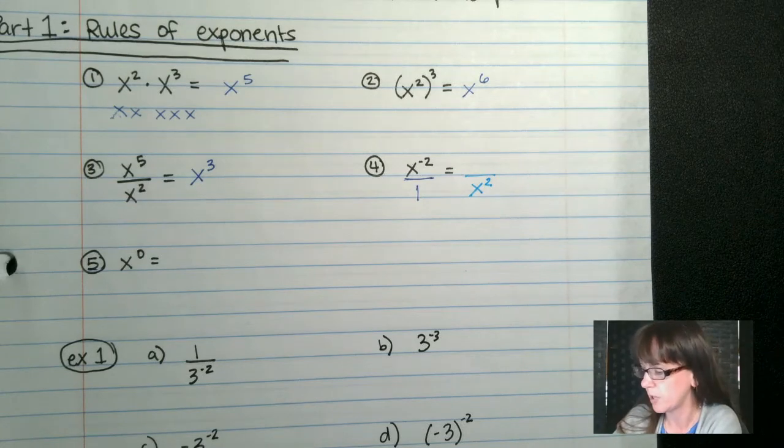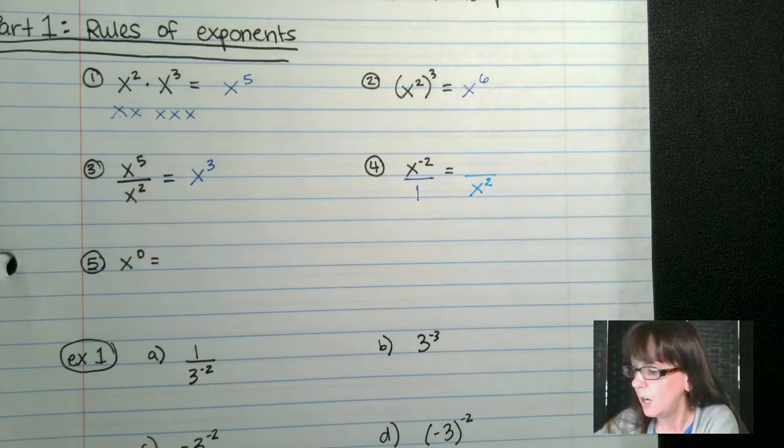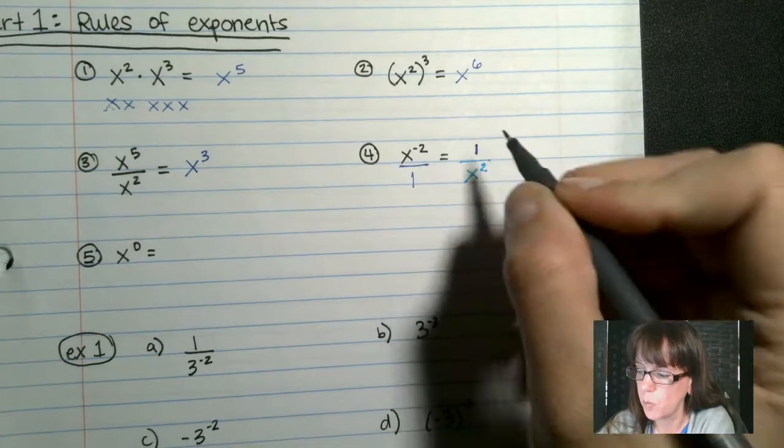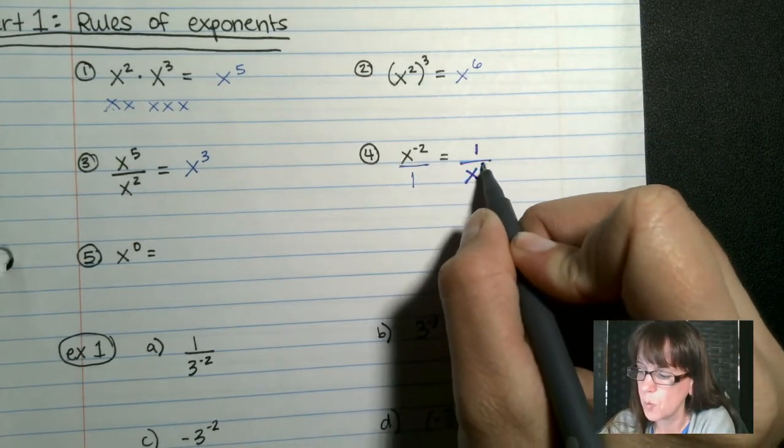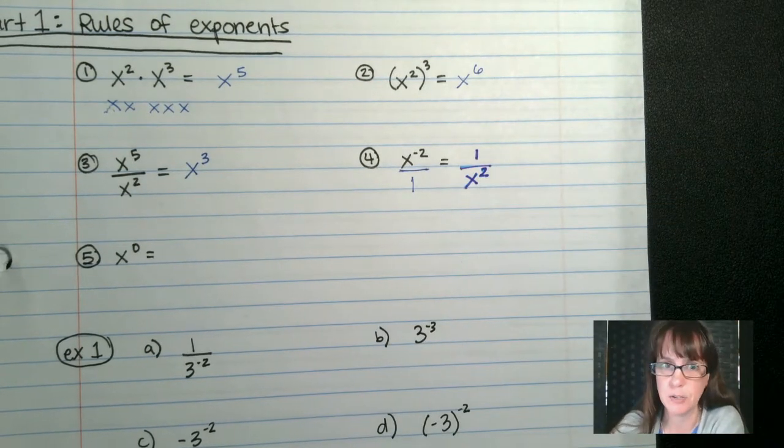I'm going to be jumping around trying to find a decent pen that I like. Okay, what does that leave us upstairs? Leaves us with a 1. So 1 over x squared. So that just got rid of that negative attitude for us.